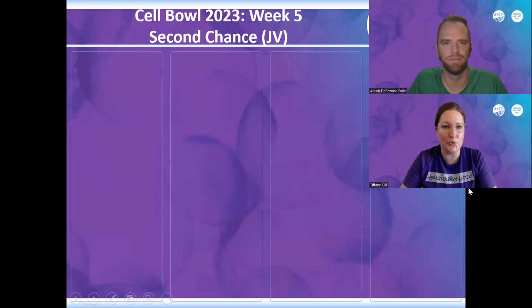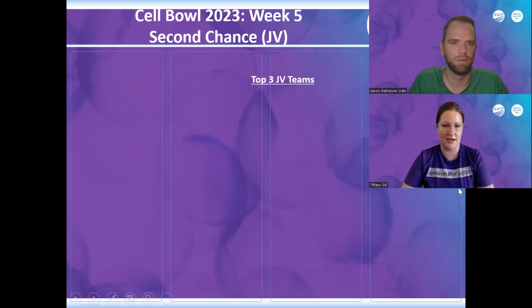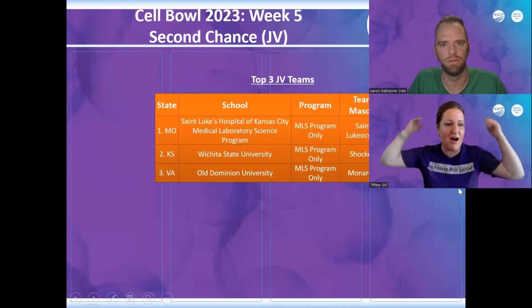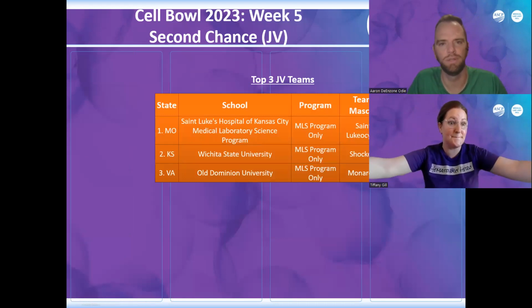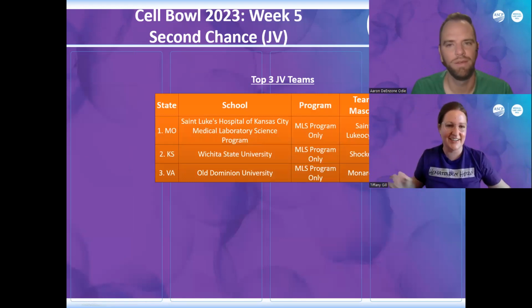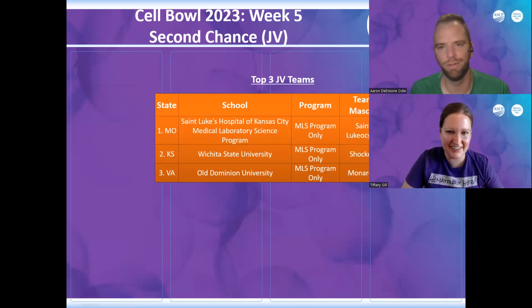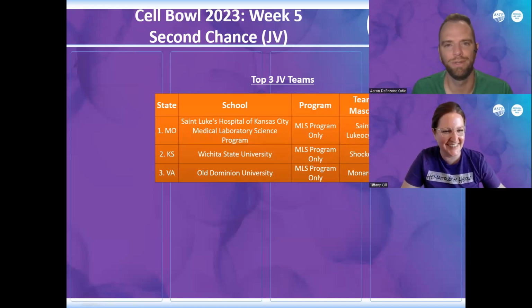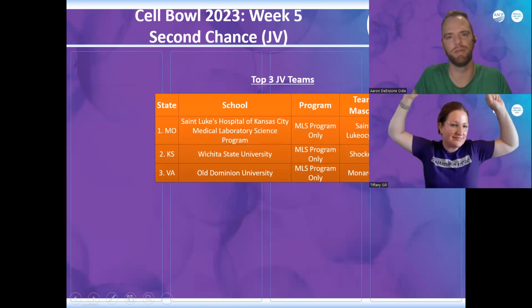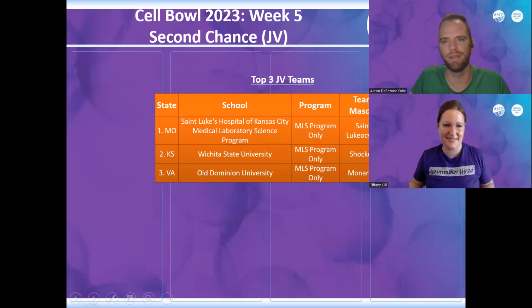So, who is going to be going into the second chance? The top three JV teams are... Aaron? Our St. Lucasites, St. Luke's Hospital of Kansas City Medical Laboratory Science Program. You got your perfect time to peak, your perfect score at 52.9. Number one right now in our JV.